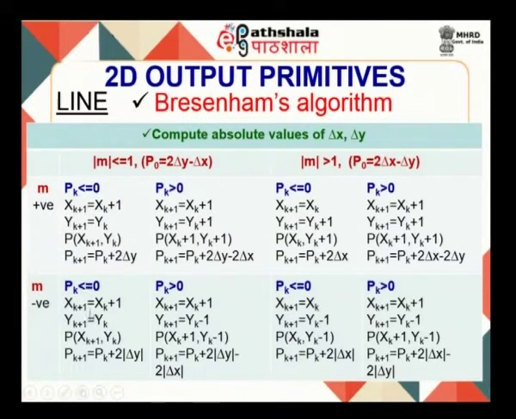Here the set of equations are given, you can refer to these equations, and as you notice here there is the modulus. Even if the slope is negative, you should not go for negative values of delta y and delta x; you should be using only the magnitudes. For mod m greater than 1 and m negative, we have the other set of equations shown here. So, you can sit and make a note of all these, so that for whatever line type, you should be able to choose the right set of equations.